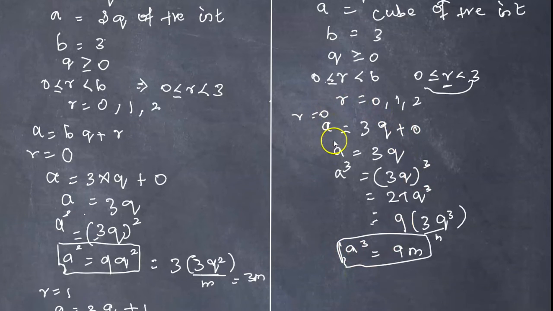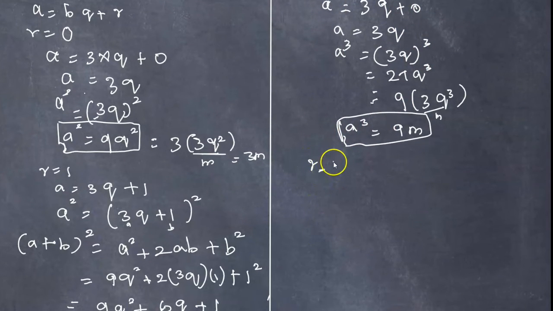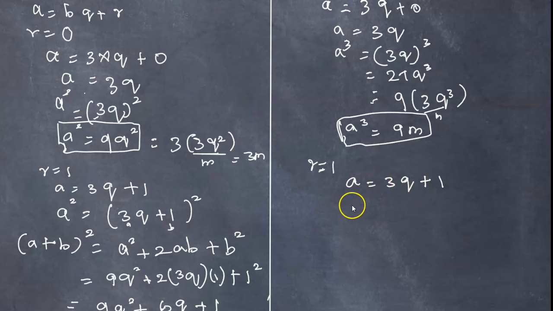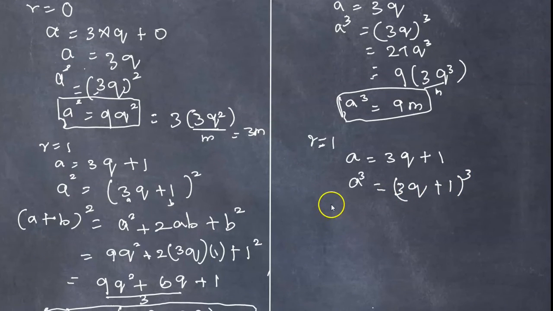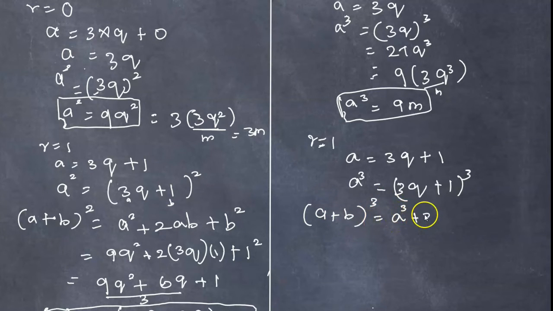Now second, r equals 1. We have to substitute the value of r as r equals 1. So a equals 3q plus 1, and the same cube here. So for this one, 3q plus 1, the whole cube. So again, what is the (a plus b) whole cube formula? a cube plus 3a square b plus 3b square a plus b cube.